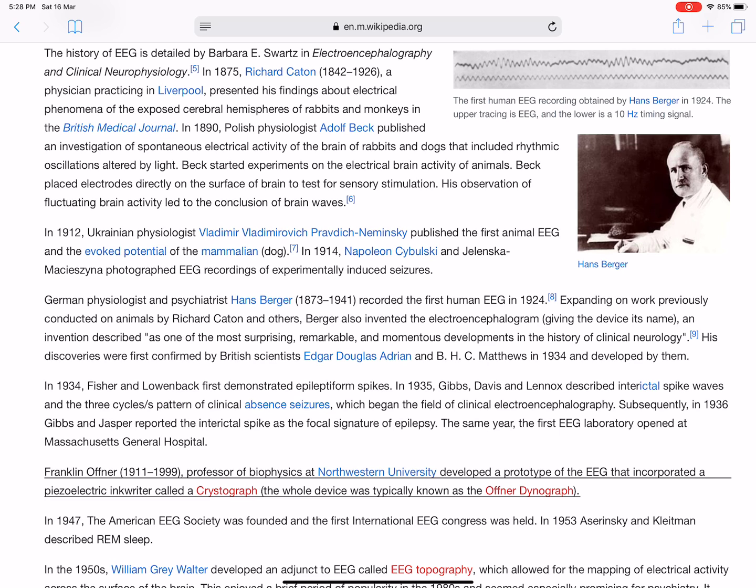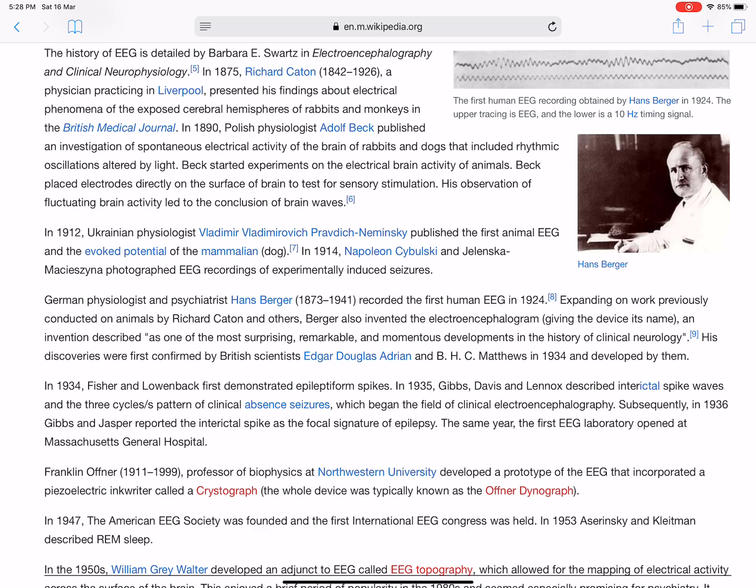Franklin Offner, 1911–1999, professor of biophysics at Northwestern University, developed a prototype of the EEG that incorporated a piezoelectric ink writer called a crystograph. The whole device was typically known as the Offner dynograph. In 1947, the American EEG Society was founded and the first International EEG Congress was held. In 1953, Aserinsky and Kleitman described REM sleep.